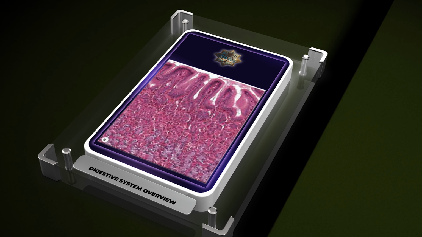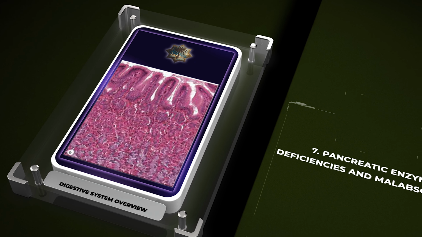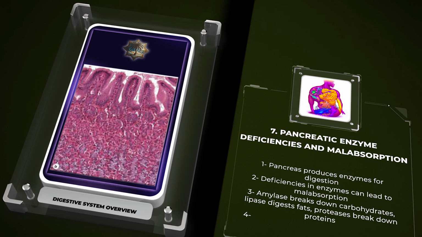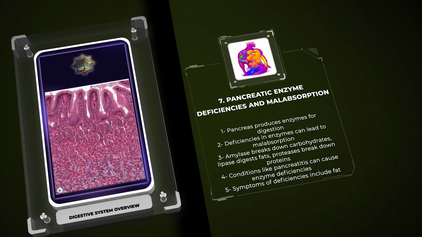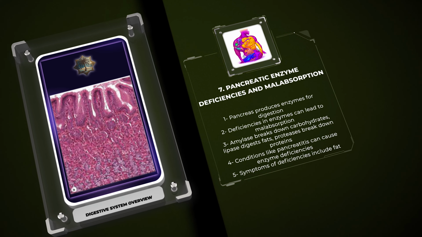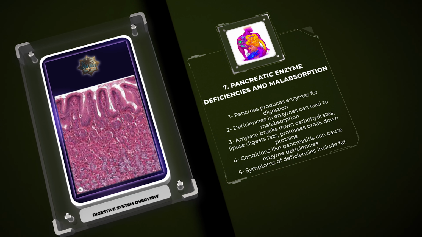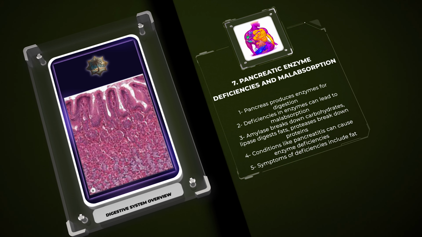In summary, the pancreas produces enzymes for digestion. Deficiencies in these enzymes can lead to malabsorption. Amylase breaks down carbohydrates, lipase digests fats, and proteases break down proteins. Conditions like pancreatitis can cause deficiencies. Symptoms include fat in the stool and deficiencies in fat-soluble vitamins. Treatment involves enzyme replacement therapy.